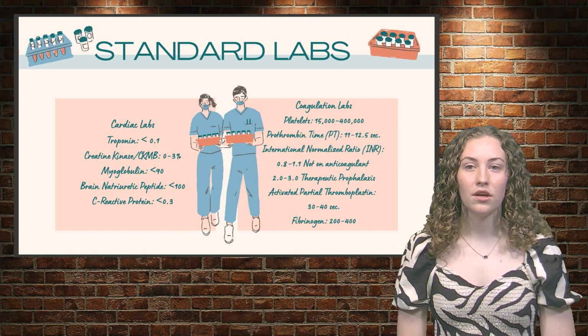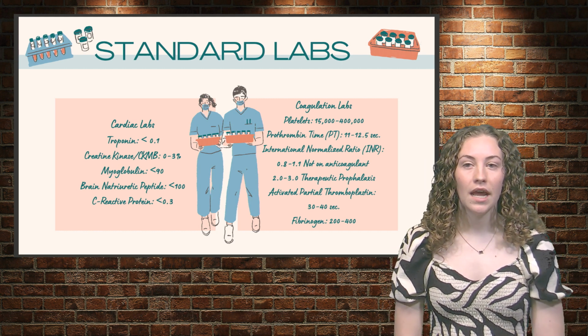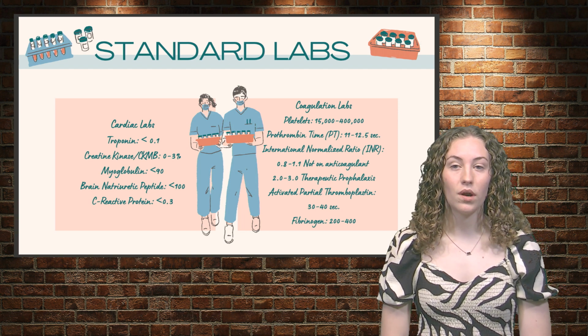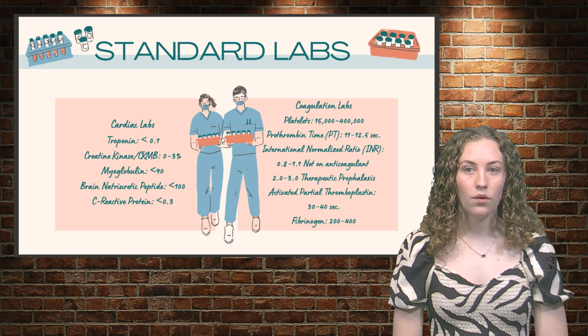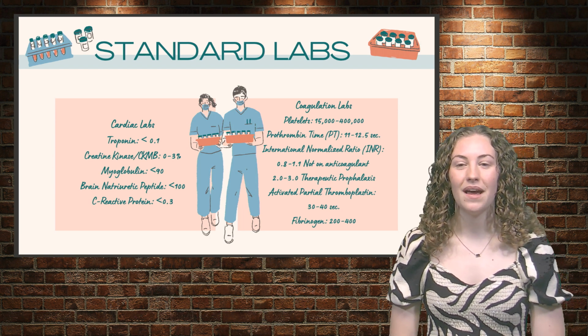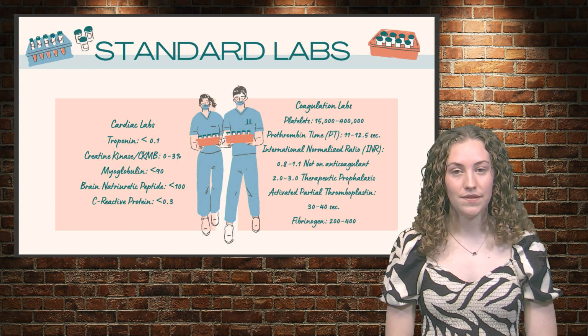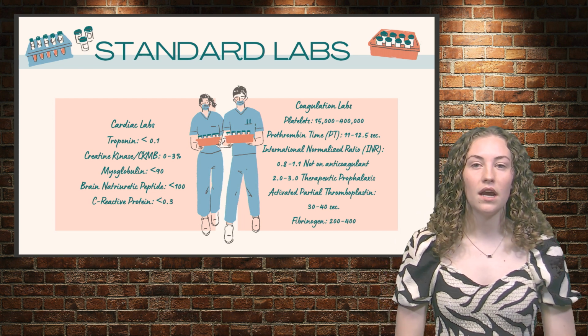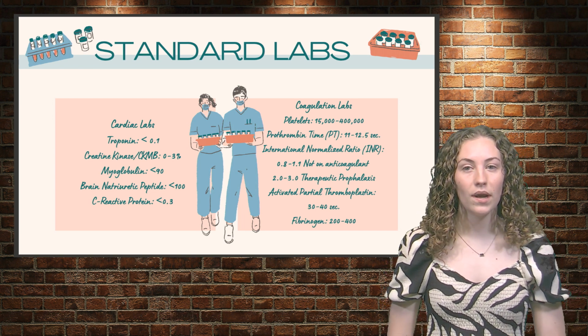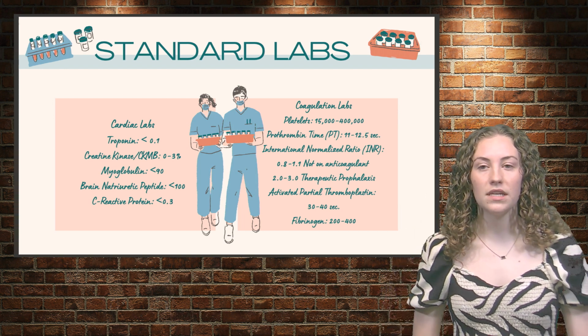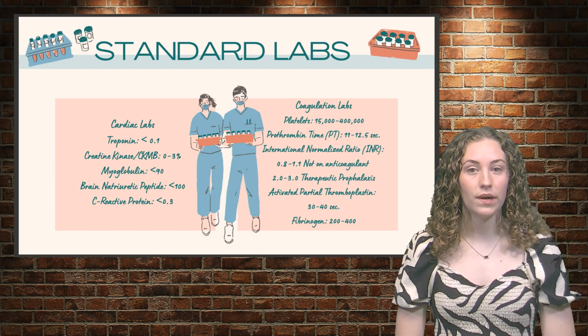When it comes to the coagulation labs, you're going to have your average platelets being between 150,000 and 400,000, with your prothrombin time, also known as PT, being from 11 to 12.5 seconds. This is considering you not being on an anticoagulant. If you are, it's going to be a little longer. And you'll see that in the International Normalized Ratio, also known as an INR.